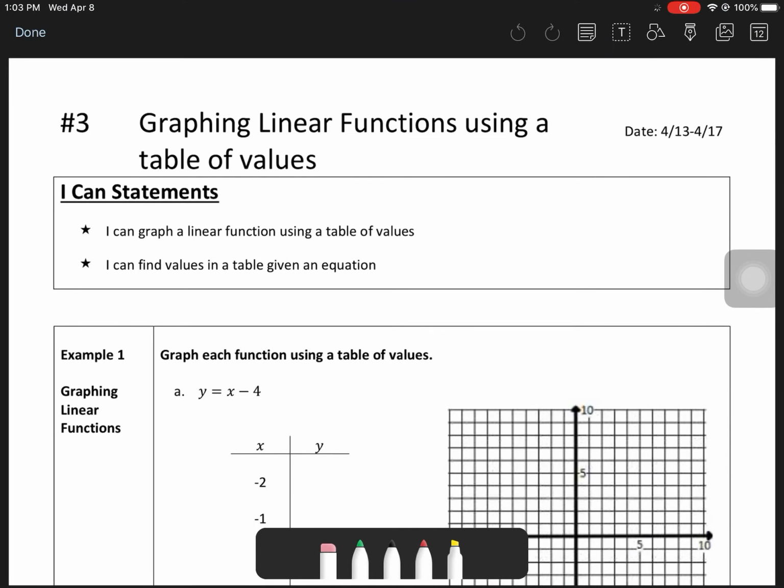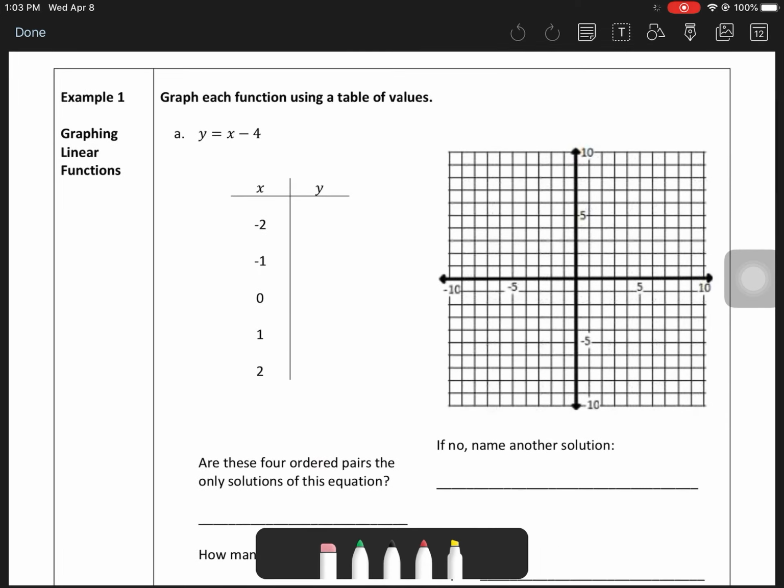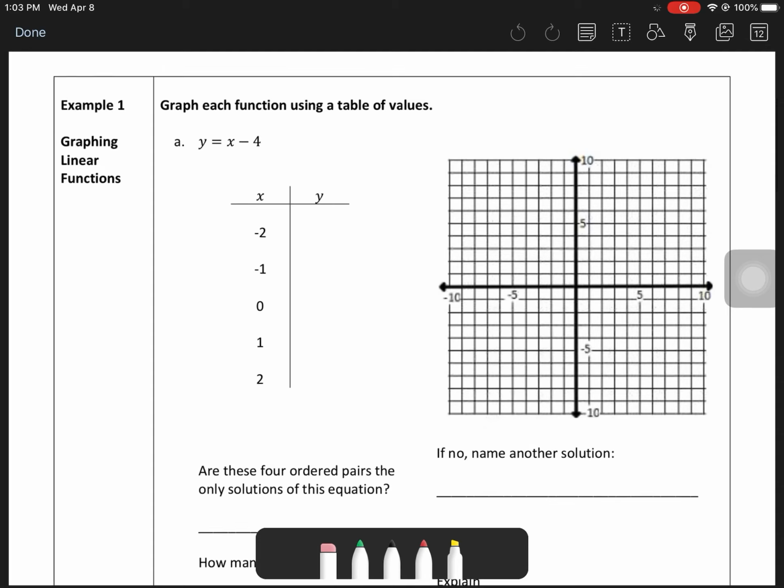So in this lesson, we are going to be graphing lines by graphing coordinate pairs from the table and then drawing our line. The way that we do this is we have a table of values where I've given you X values. And what we're going to do is take each of those numbers and substitute them into the equation to figure out our Y value.